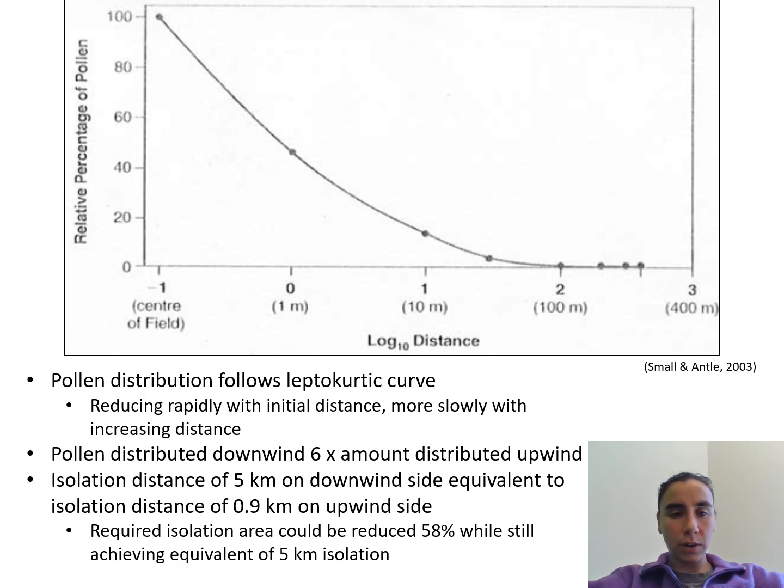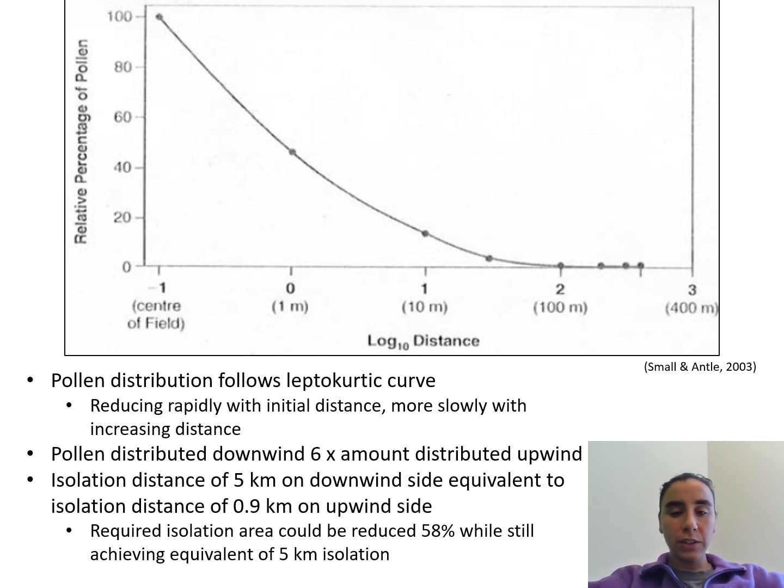This graph shows research that was done to see how pollen moves over distance. What you can see is called a leptokurtic curve, which means that as we move away from the center of the field where the hemp is, at first the pollen rapidly reduces. At early distances, we see a great reduction in pollen. Within the first couple of meters, we see a reduction of 50% of the pollen. However, that drop-off starts to slow, so there's still pollen quite far out from that initial plant.